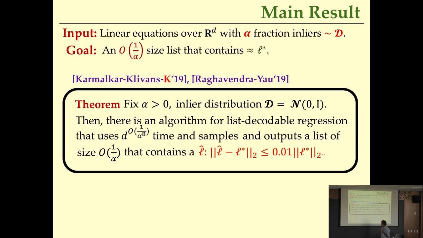Yes? So, your approximation notion in relative L2, do you need it in the case where there is no noise in the problem? Or is it actually necessary in this setting? Yeah, so in the outlier setting, I don't know how to not have this relative notion. If there are no outliers, you're absolutely right. I don't need the relative error. I can get an absolutely small error, regardless of the norm of L star. That's what you're pointing out, right?